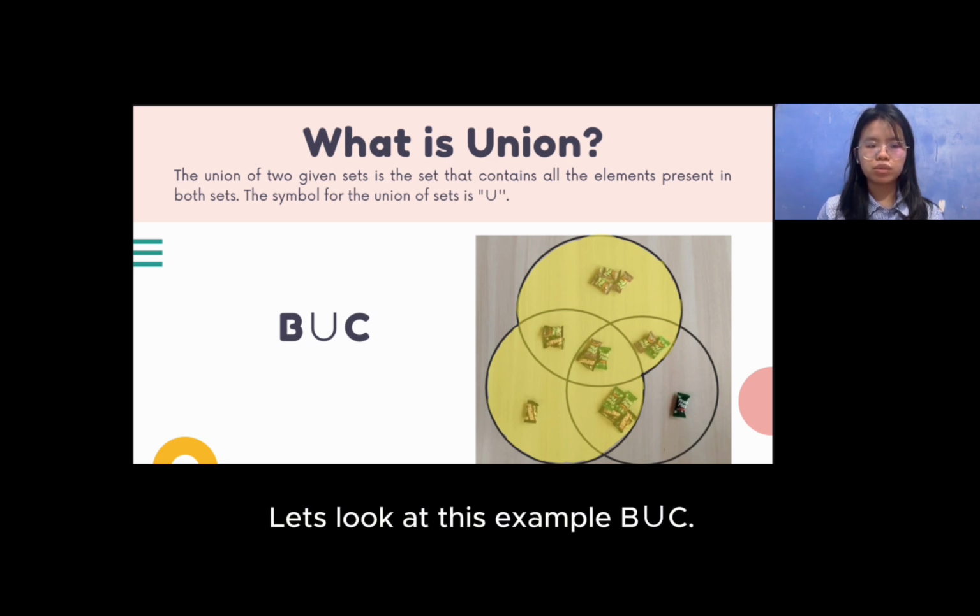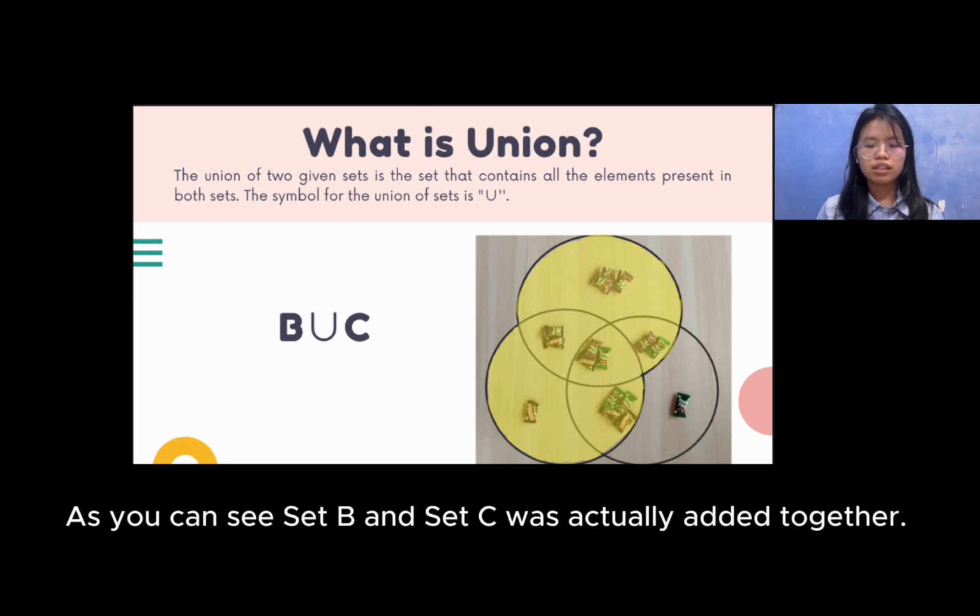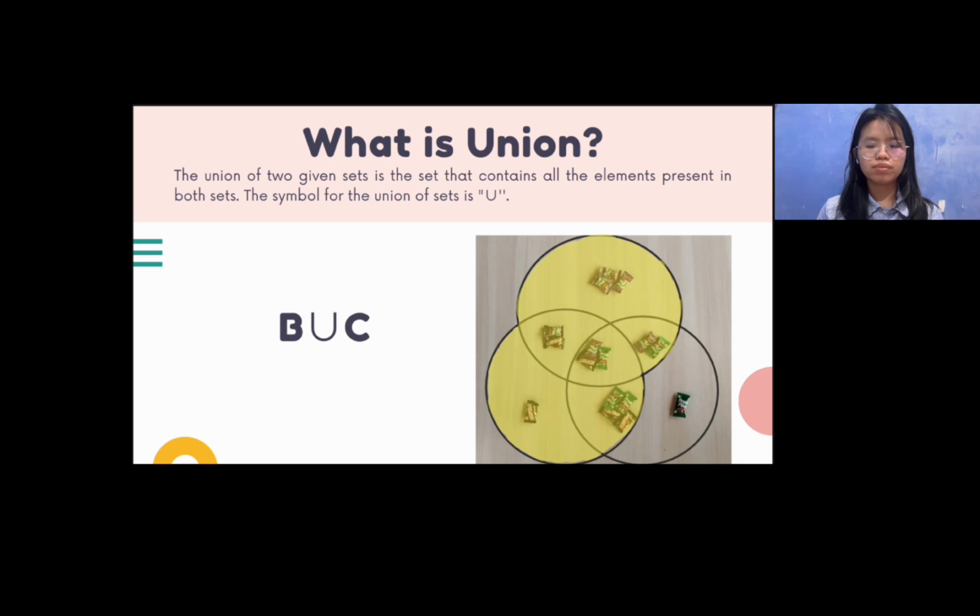Let's look at this example. B union C. The answer will be the one highlighted. As you can see, set B and set C were added together. Did you get it?